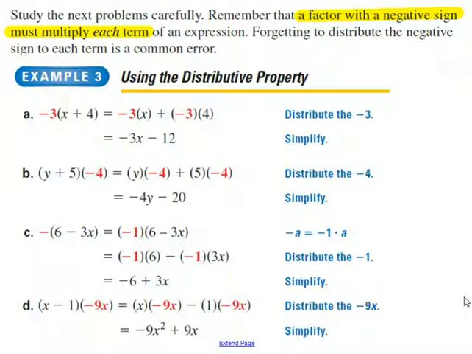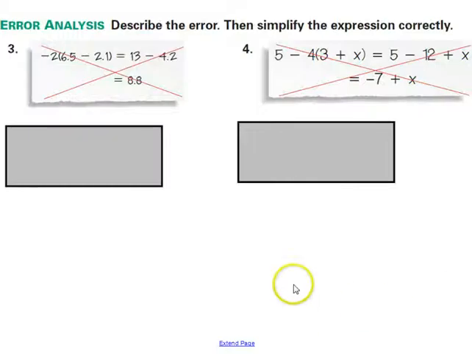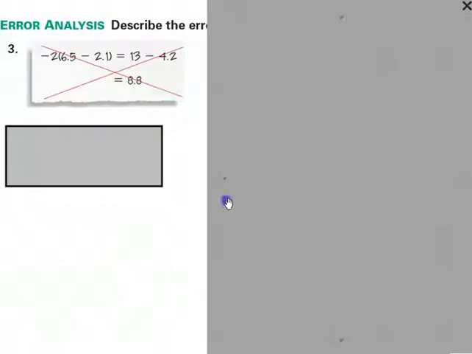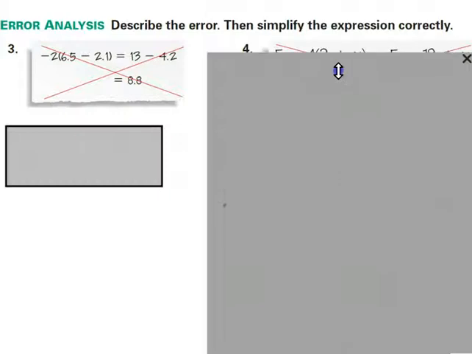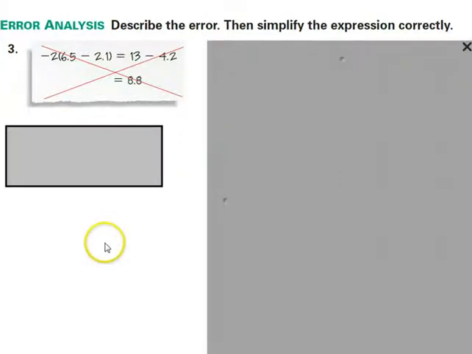Hit the pause button if you need to study the answers to A through D. Like before, I'm going to move on. Here are a couple of questions that have been done incorrectly. Actually, I'm going to cover up the right half and just look at the left for now. See if you can figure out what the mistake is. Hit the pause button if you need to, but realize the answer is not 8.8.